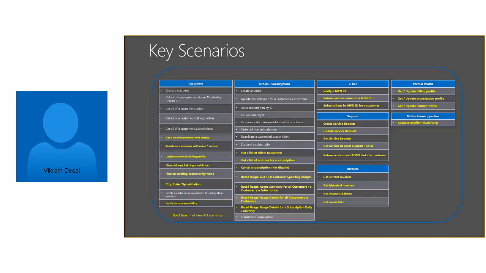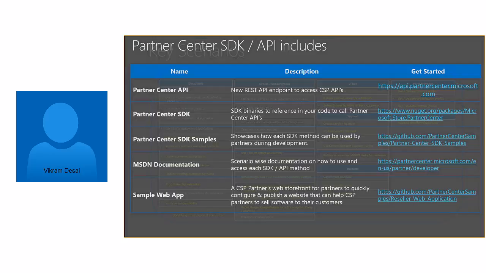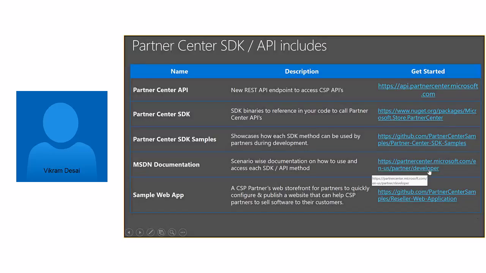So all in all, this is what you get with SDK and API. You get an API endpoint, which is api.partnercenter.microsoft.com. You also have an SDK, which you can get by going to partnercenter.microsoft.com and going to the developer page, which is this. You can download all this stuff. We are also giving 2 samples.